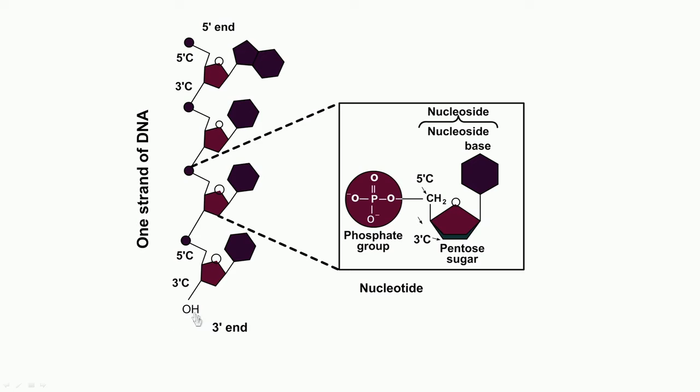So, you have one 3 prime end that is free, the 5 prime end attaches to the 3 prime end of the next nucleotide, similarly the 5 prime end attaches to the 3 prime end of the next nucleotide, and so on and so forth, to form the polymer of DNA.